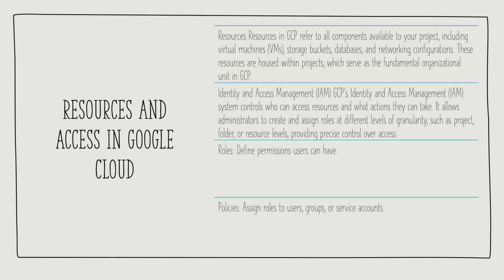B. Cloud Monitoring and Alerts. Cloud Monitoring helps you track the performance of your applications and resources, while alerts can notify you of unusual activity or security issues, such as unauthorized access or performance degradation.